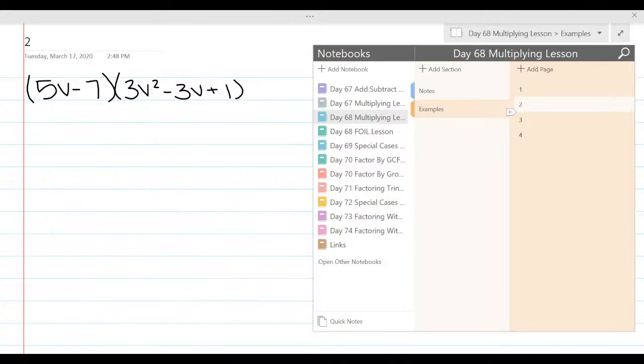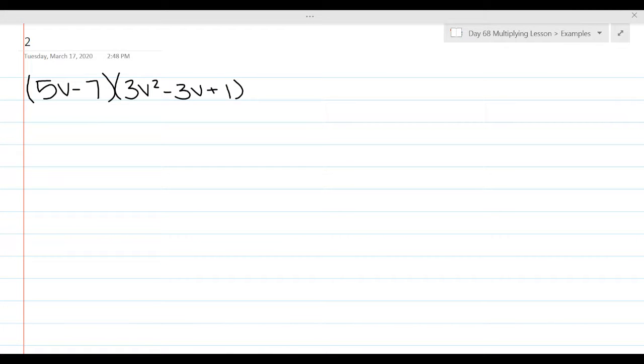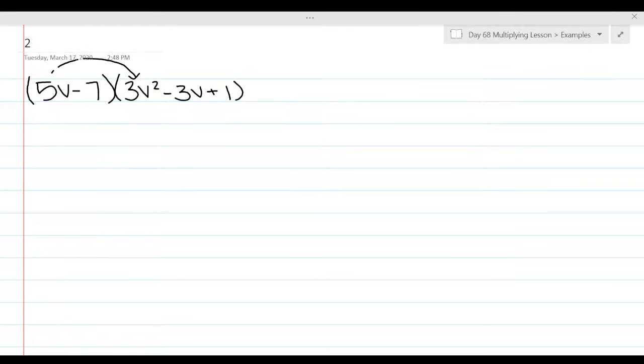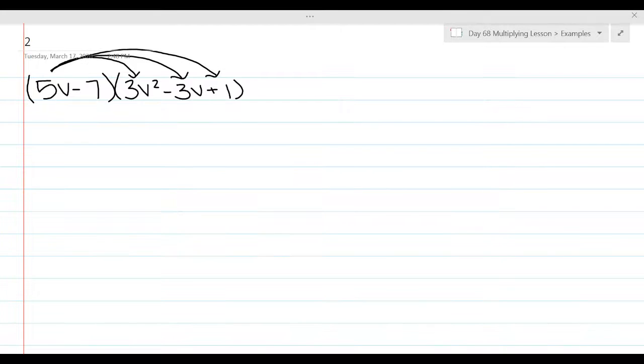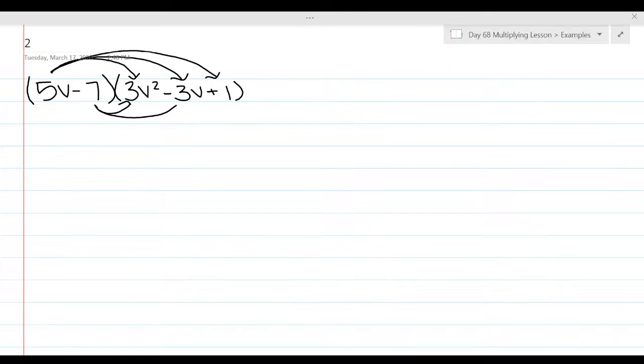Let's do the next one. This one's very similar. Instead of rewriting it out like I did in the last one, I'm going to show you guys the other way to do it, which is to just take these, draw the arrows, and distribute. We're going to distribute the first term to everything in the second polynomial, and then distribute the second term to everything in the second polynomial.